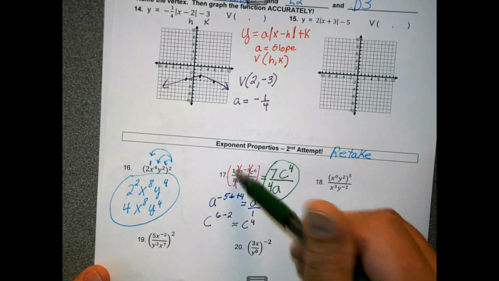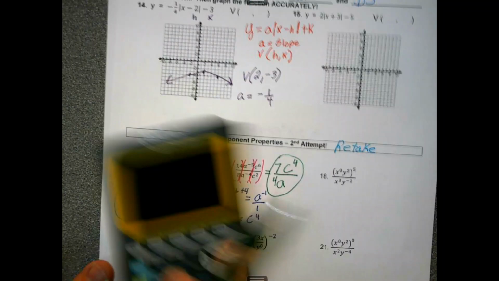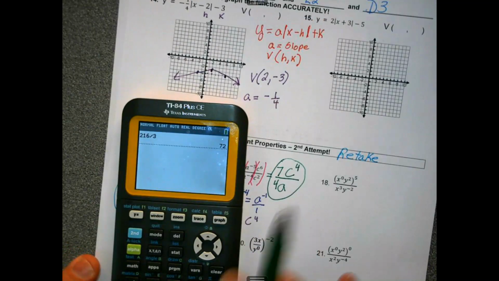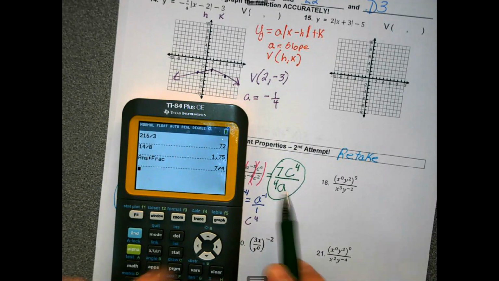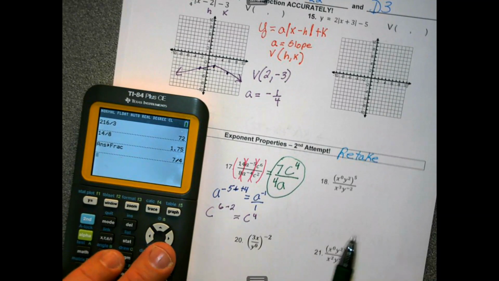Oh, I reduced 14/8. If you put it in your calculator, 14 divided by 8 equals, then hit math, enter, enter. I get 7/4. I just reduced the fraction, 14/8.